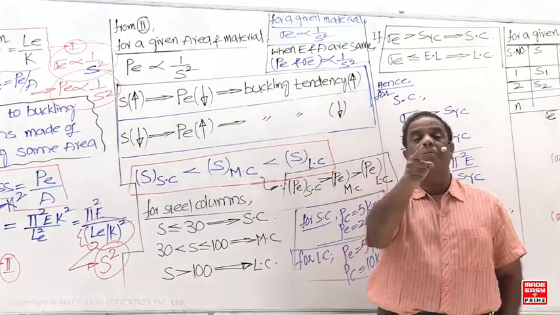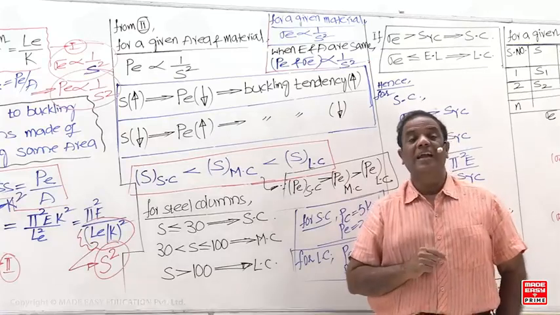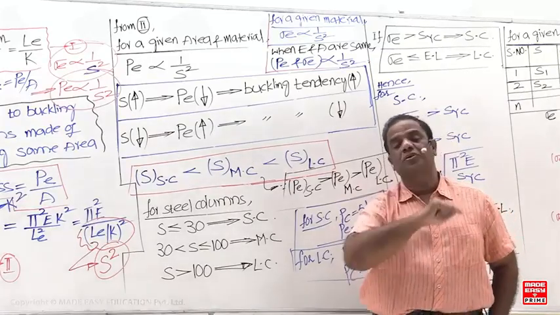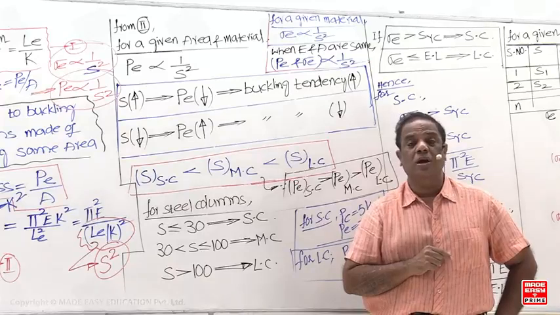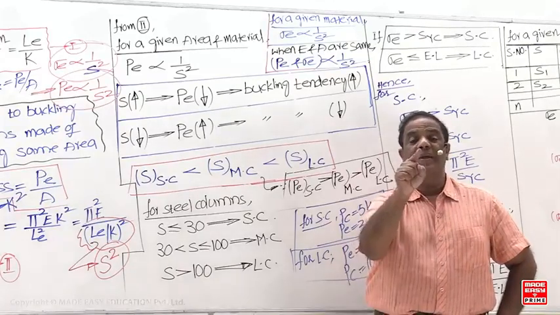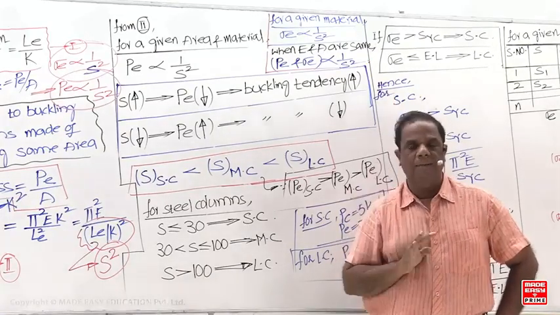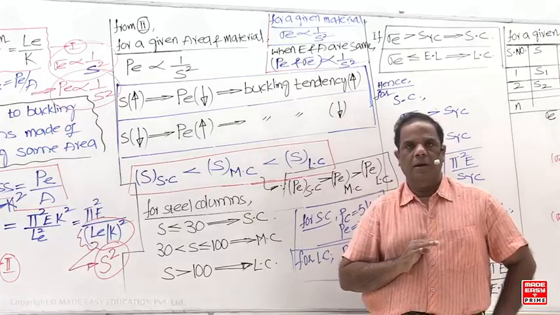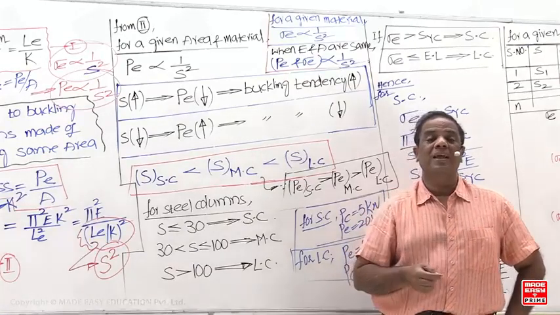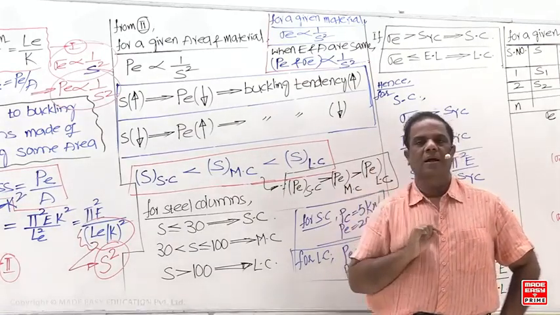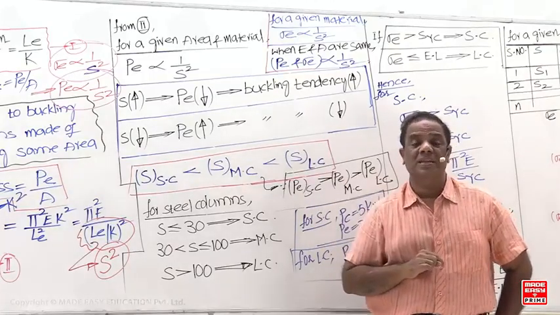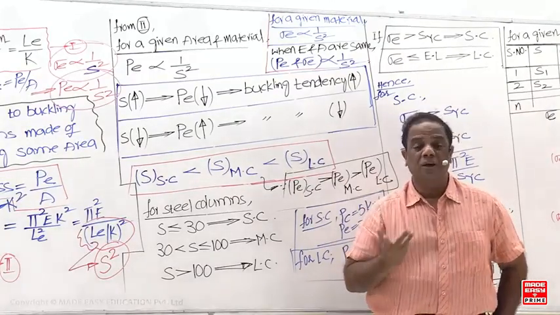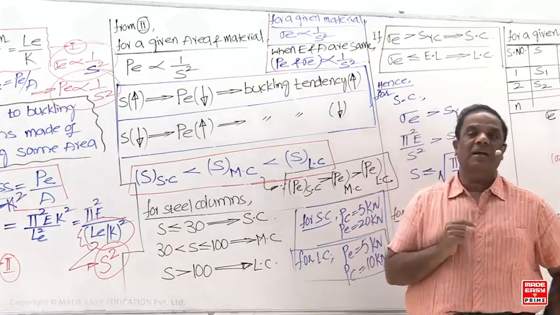Short columns fail by crushing, which is yielding due to crushing. So the condition for failure for the short column is that the buckling stress should be greater than SYC. And long columns fail by elastic buckling. So if a member should undergo elastic deformation, the stress induced should be less than or equal to the elastic limit. Strictly, the elastic limit should be taken.